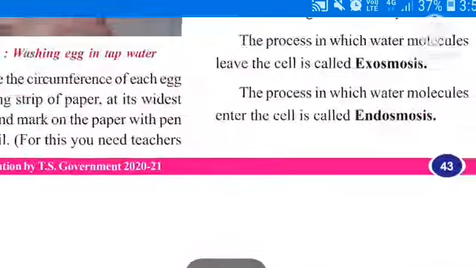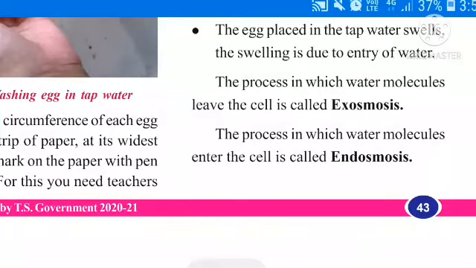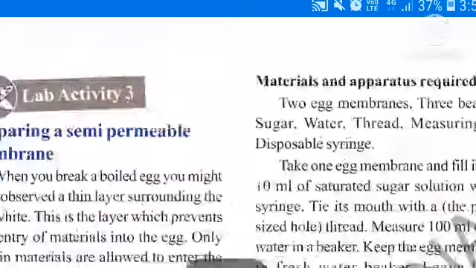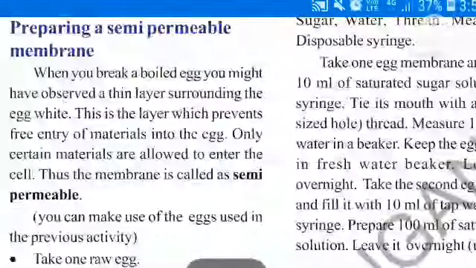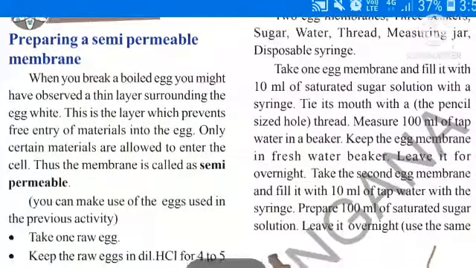Observe here. The process in which water molecules leave the cell is called exosmosis. The process in which water molecules enter the cell is called endosmosis. They have given one lab activity, preparing a semi-permeable membrane. When you break a boiled egg, you might have observed a thin layer surrounding the egg white. This is the layer which prevents the free entry of materials into the egg. It is very important. Only certain materials are allowed to enter the cell. This is called a semi-permeable membrane.